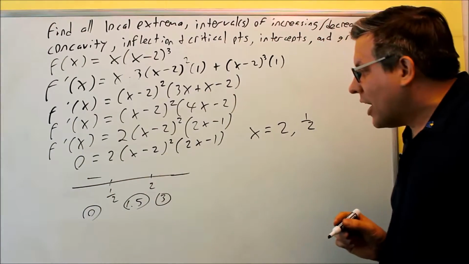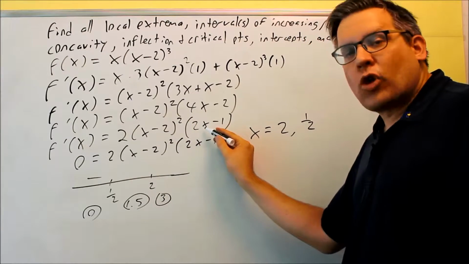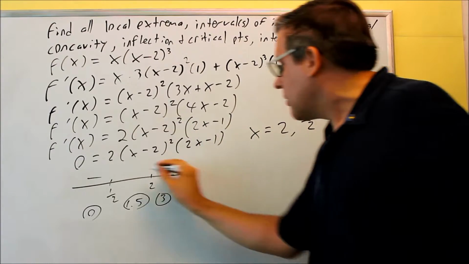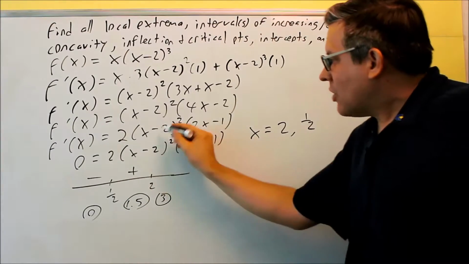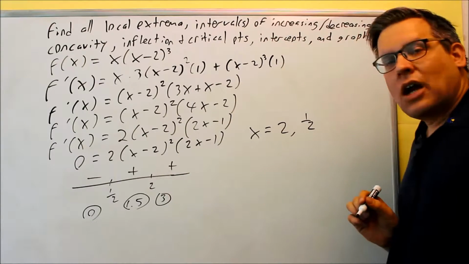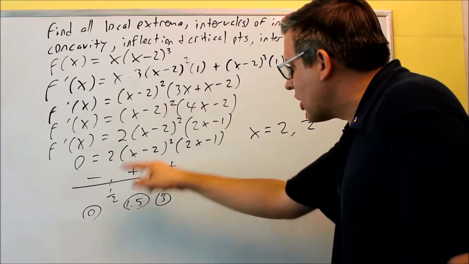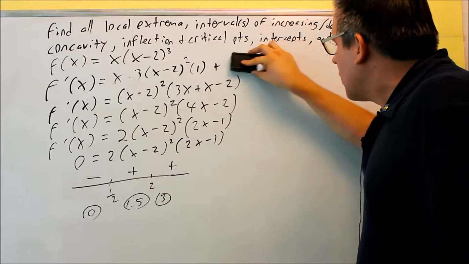Next, 1.5. We know this is always positive, so we move on to here. 2 times 1.5 is 3 minus 1, gives you a positive there. Then you put in a 3. This is positive always. This part will be positive, so you get a plus on that end. So this is our final sign configuration. We're ready now to write the conclusion here.